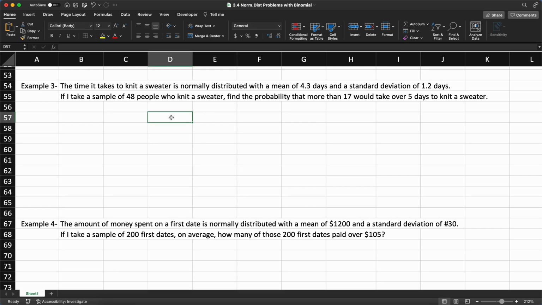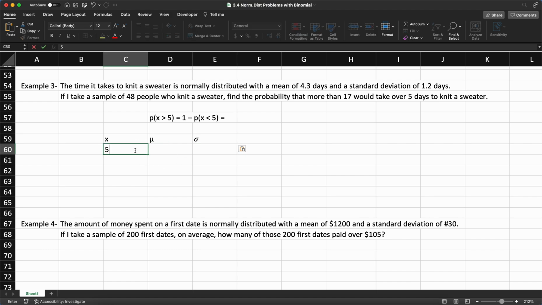First, we need to figure out the probability that it takes more than 5 days to knit a sweater. Well, that's going to be 1 minus the probability that it takes less than 5 days to knit a sweater. So I'm going to set up my x, my mu, and my sigma. In this case, 5 is the value I'm interested in. Mu is 4.3, that's the average, and the standard deviation is 1.2.